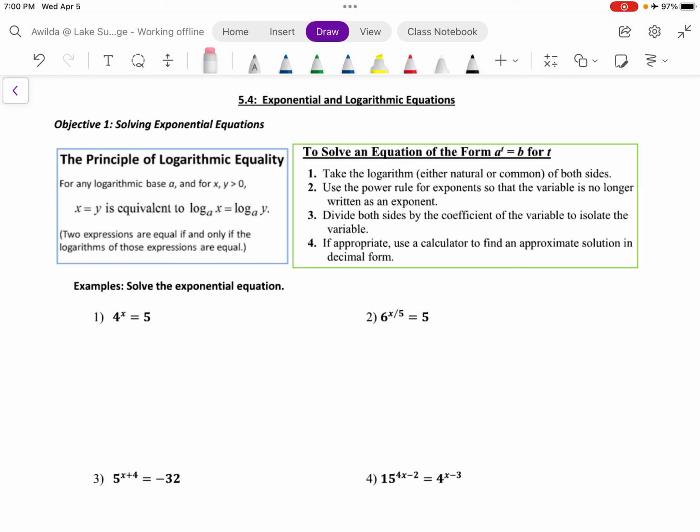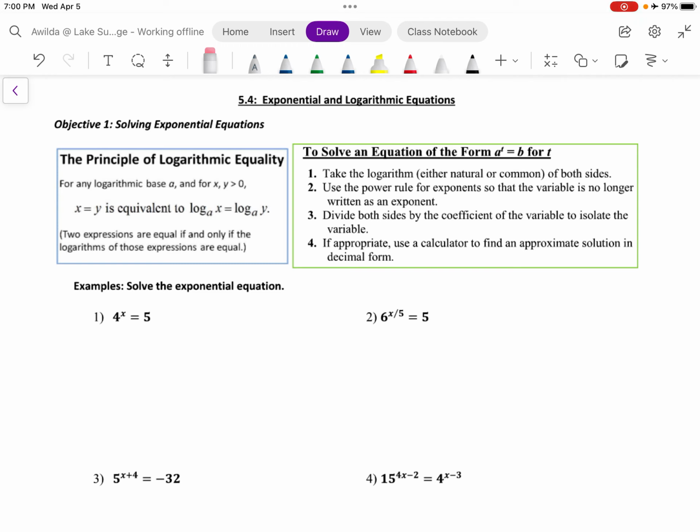Second step is to use the power rule for exponents so that we can release the variable from the exponent and bring it down as a coefficient. Third, we'll divide both sides by the coefficient of the variable to isolate the variable. In some problems that are a little bit more complicated, we may have to do additional steps to isolate the variable. And then finally, if appropriate, use a calculator to find an approximate solution in decimal form.